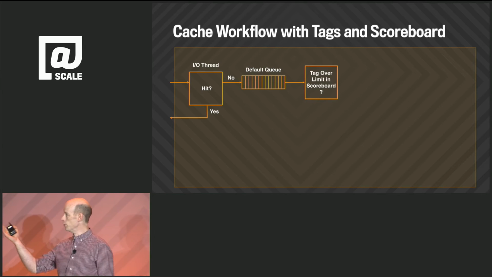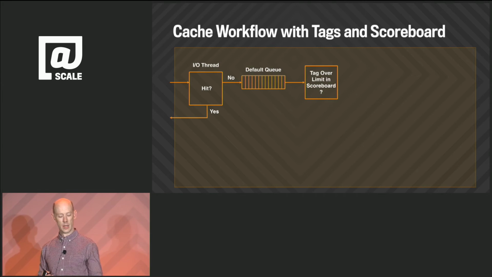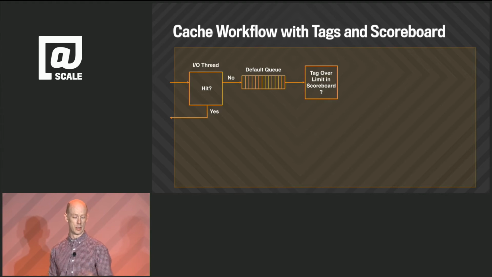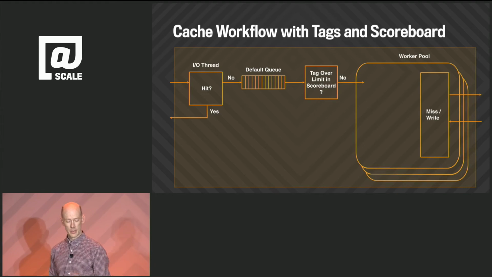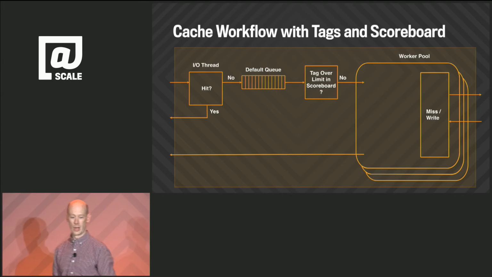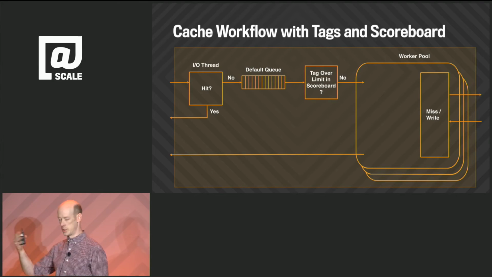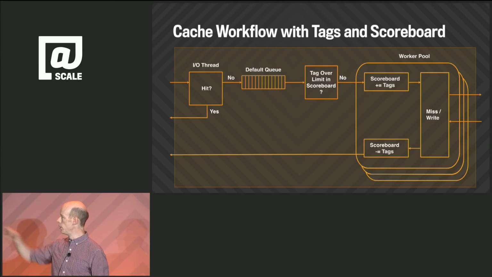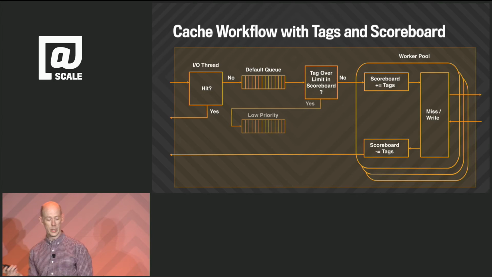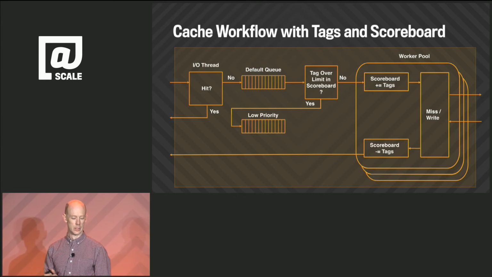We put it into a queue, the same as before, and then once it's traversed the queue, once we're about to execute it in the worker pool, we check to see whether or not any of the tags are suspicious in the scoreboard. If everything checks out okay, then we run it in the worker pool as before. We go off box and then we send the response back. So while it's executing in the worker pool, we add all the tags into the scoreboard. So the interesting thing happens when a tag is over the limit in the scoreboard, we re-queue it into what we call a low priority queue.